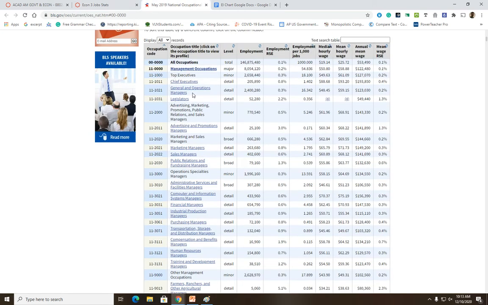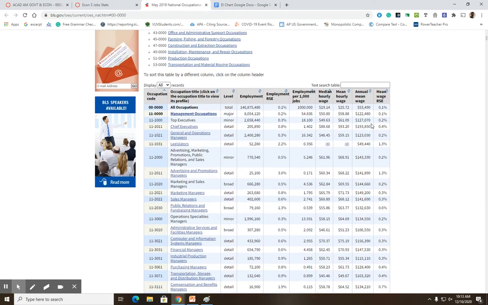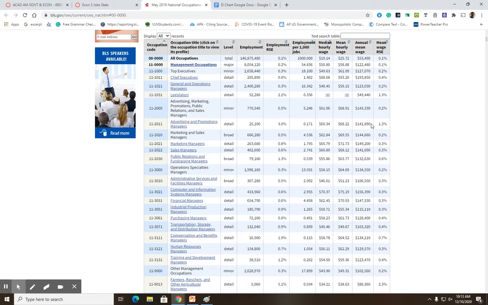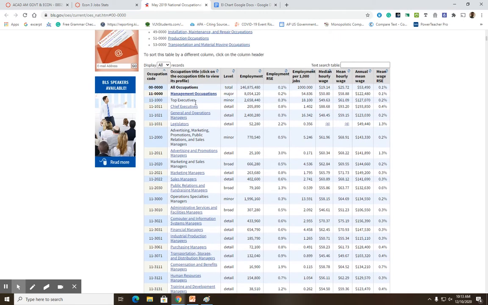So if we click on this website here, we'll see the Bureau of Labor Statistics. We'll see this table that will include, you don't have to pay attention to this one, the occupation code, but it will include occupation names. You don't have to pay attention to this one. The employment column is the number of people. So in all occupations in the United States, there are 146,875,480 employees. You don't have to pay attention to this number.